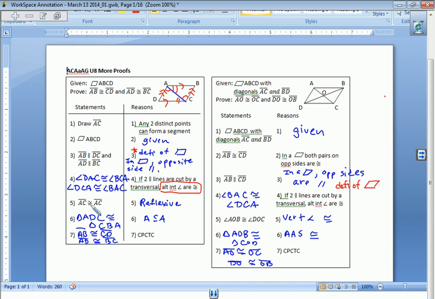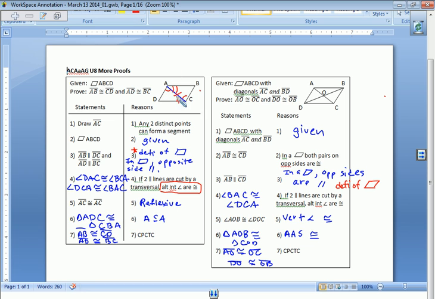Then the next statement is that AC is congruent to itself. When we have something congruent to itself, what property is that? Reflexive. So if I got rid of the parallel lines so we could see what's there, do you guys see we have two congruent triangles? We have triangle ADC that is congruent to triangle CBA, and they're congruent by angle side angle.